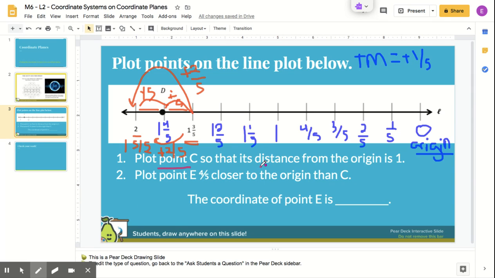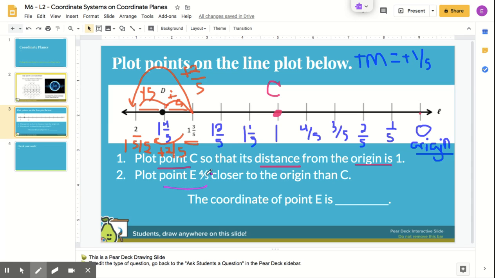I need to plot point C so that the distance from the origin is 1 whole. So I look at my origin, and I'm going to move 1 whole. And I'm going to put my point C at 1 whole.